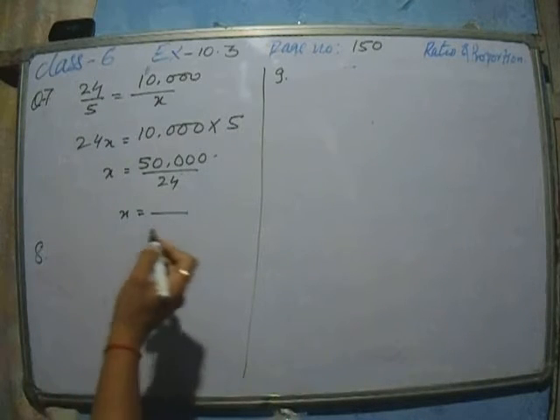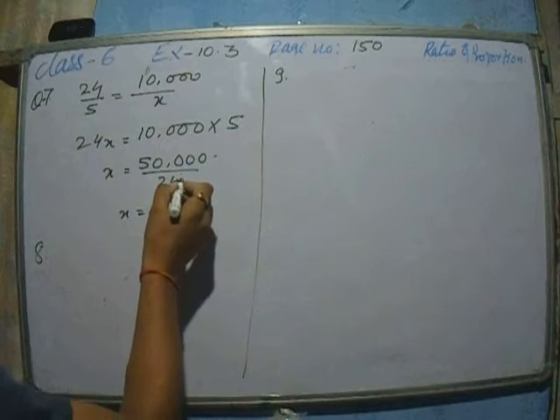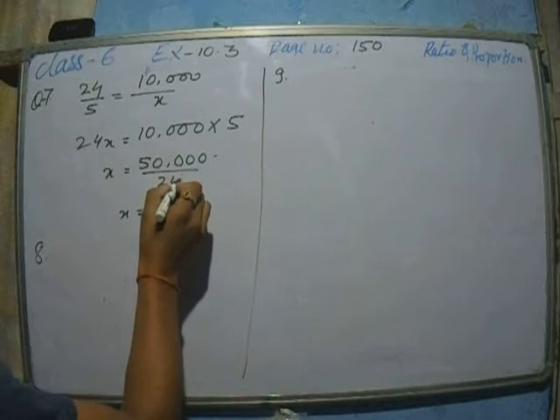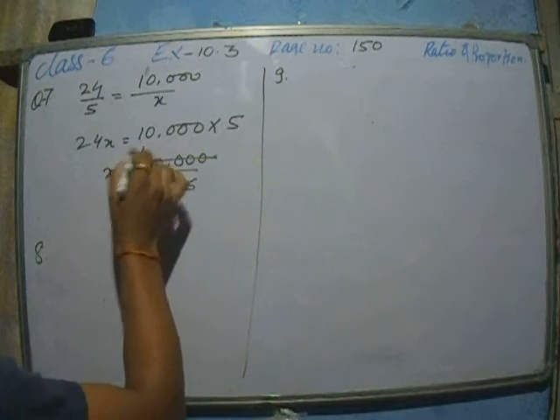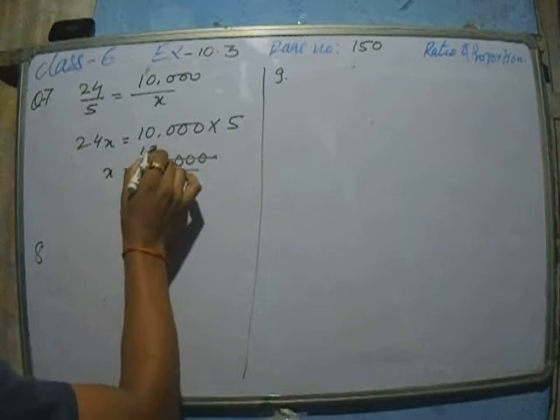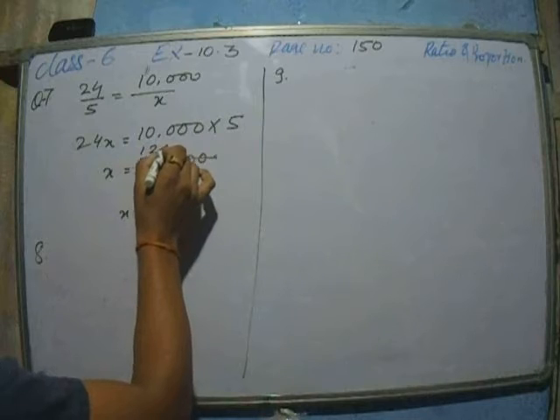Okay. So we'll divide with 4. Okay. So 4 6 is 24. So with 4 we are going to divide. So 4 1 is 4. From here 1 carry. 4 2 is 8. From here 2 carry. 4 5 is 20.